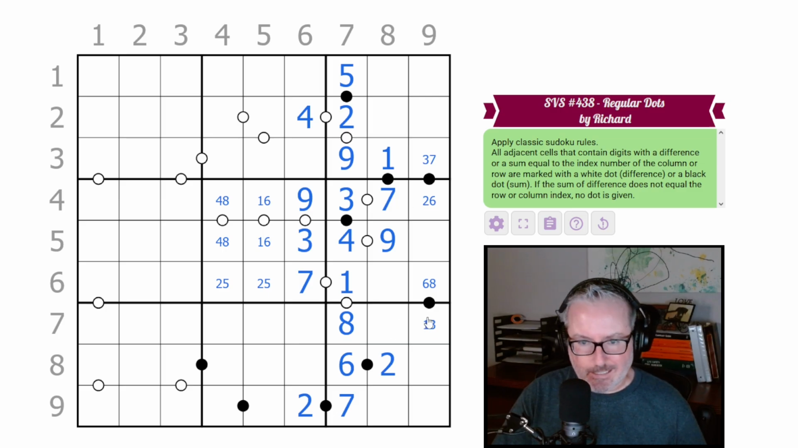These guys aren't next to anything. 9 and 6, no. 3 and 1, no. Oh, the 4 here just says this is 8 and 4. Let's stop being slow.